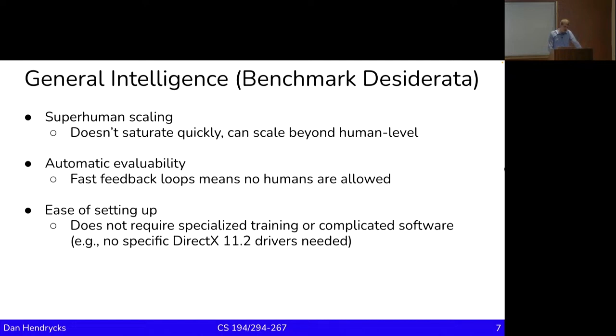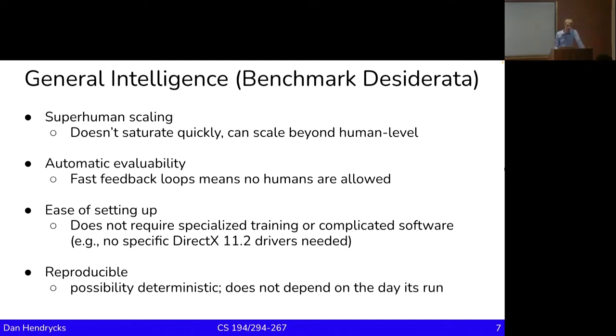There's other things like ease of setting up. You might think, I'm going to have a video game benchmark. Okay, if you're requiring things like Windows as the operating system, and it requires some specific DirectX driver or what have you, this will just make it far too difficult for people to set up. So is it plug and play? Or does it require substantially more expertise or a very specific environment? If it requires a very specific environment, it's too cumbersome.